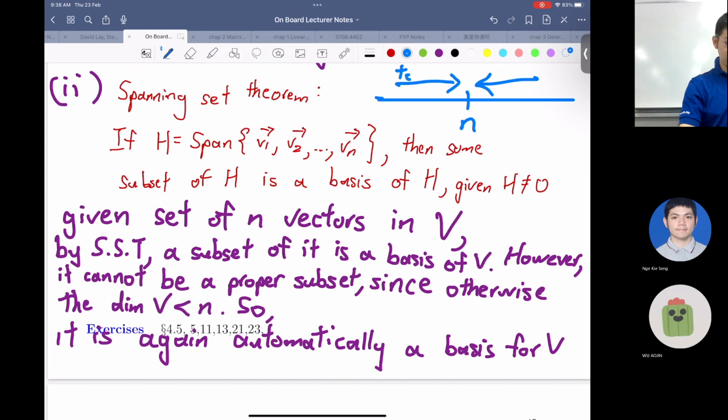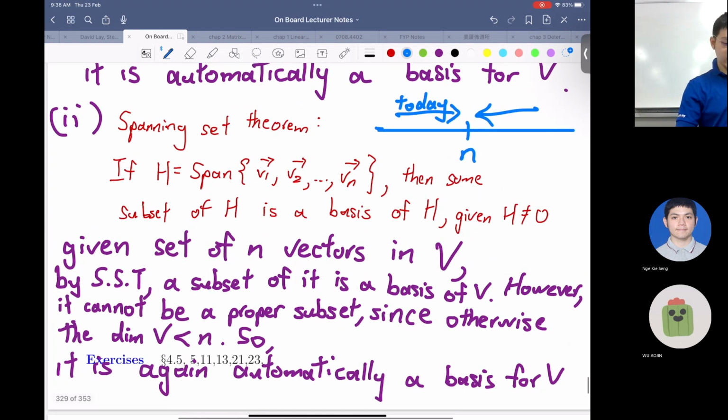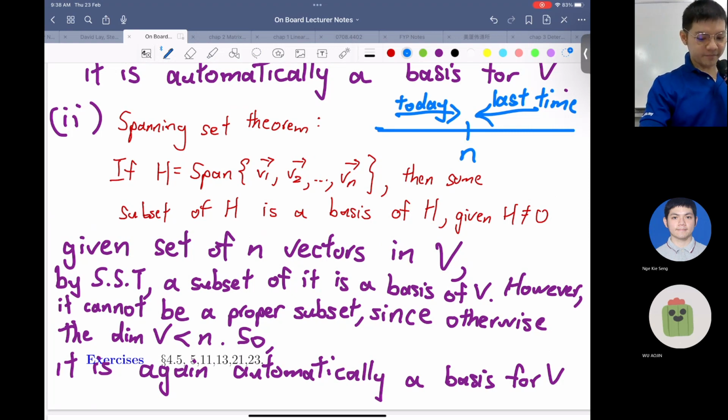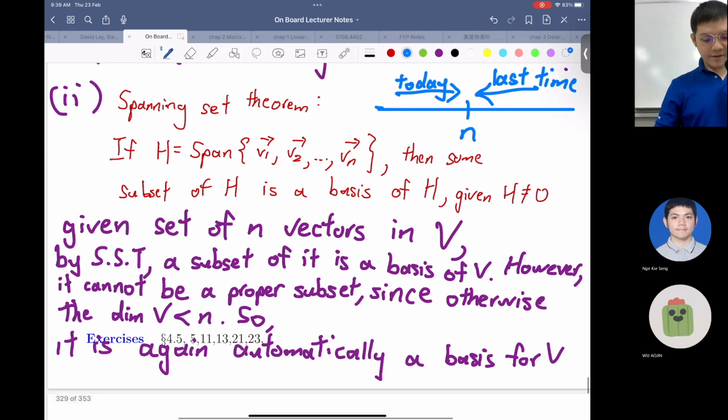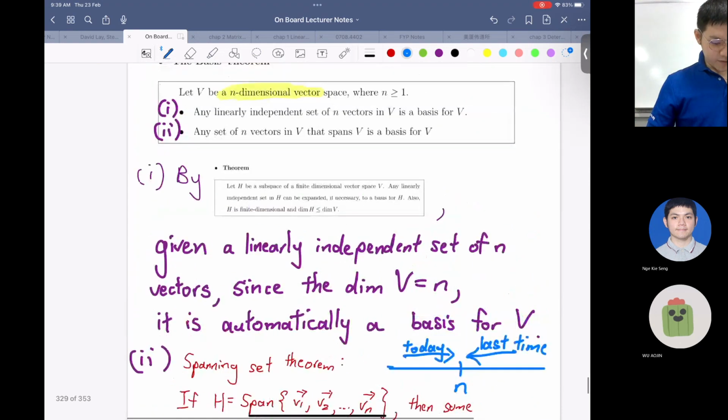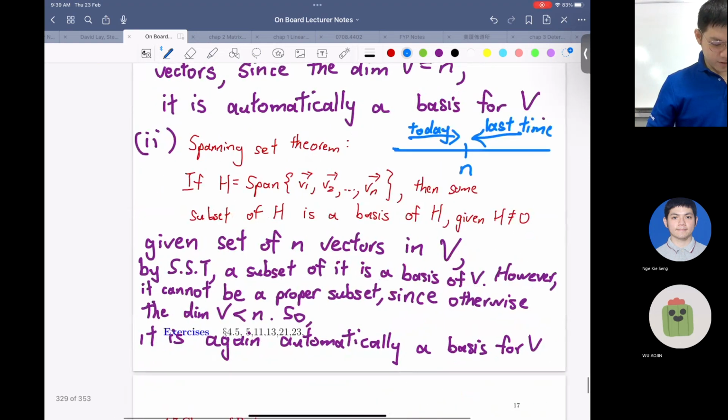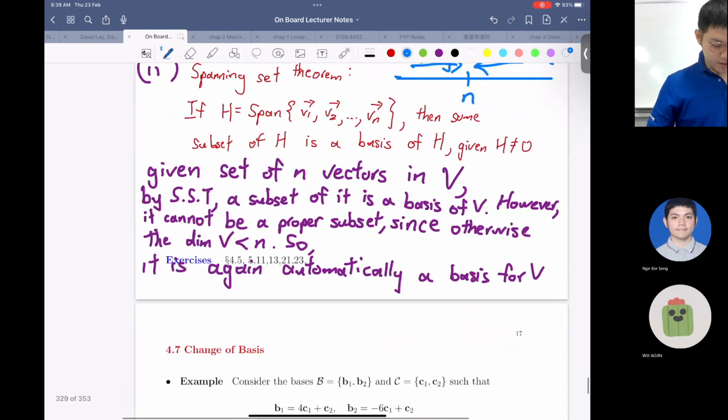So this is today, and that one is last time. Try to compare the two proofs and see what's happening inside the proof. There's nothing to prove here, it's just a process, like an algorithm. All right, if that's it, then we will stop at the basis here and then continue.